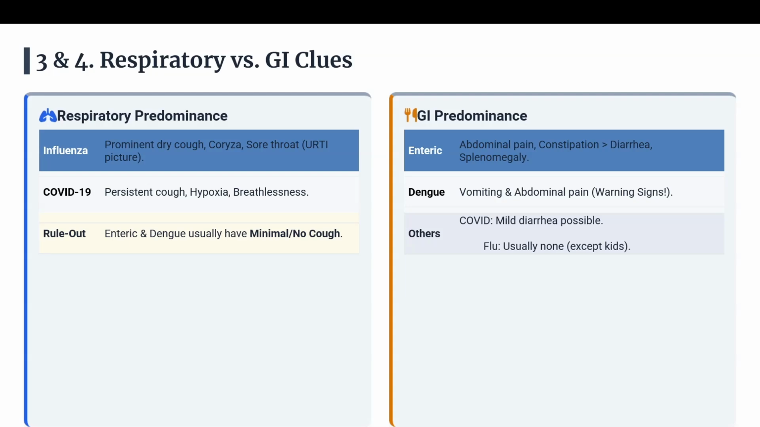Should be like influenza. Once you see a patient of influenza, you will remember completely how the patient should present. For COVID-19, there will be persistent cough, hypoxia, and breathlessness, and mild low grade fever. Always rule out enteric and dengue fever.